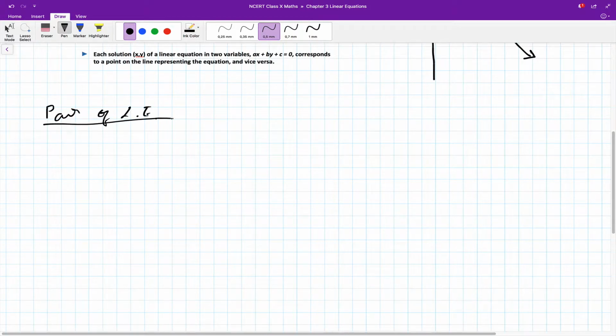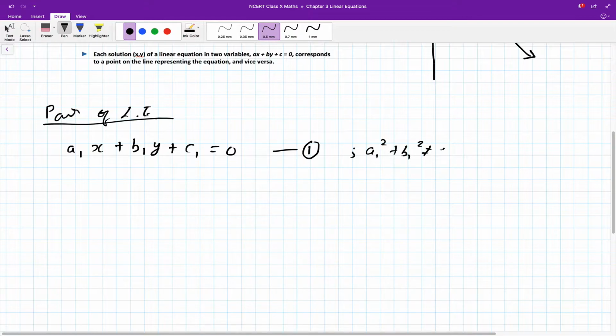Pair of linear equations. So what do we have? We had one linear equation. Now in a pair of linear equations, we have two. First we represent it as a1x plus b1y plus c1 is equal to 0. So this is our first equation. Now it will always satisfy the condition that a1 square plus b1 square is not equal to 0, and a1, b1, c1 belong to real numbers.